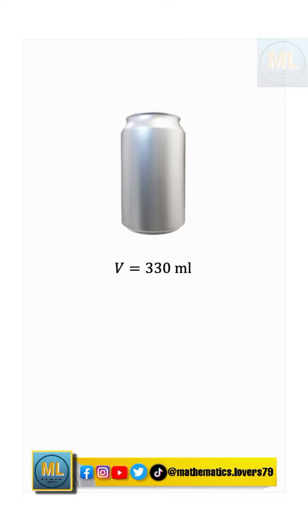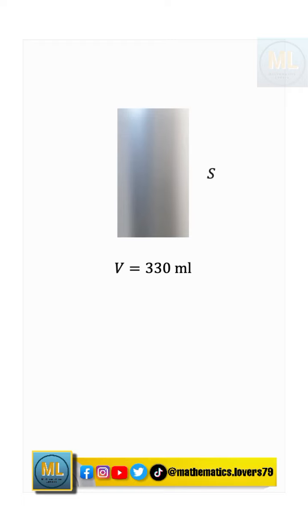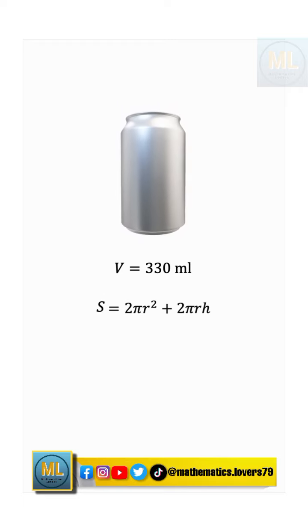The key metric here is the surface area of the can. The surface area of a cylinder is 2πr² + 2πrh. So we need to minimize this function.